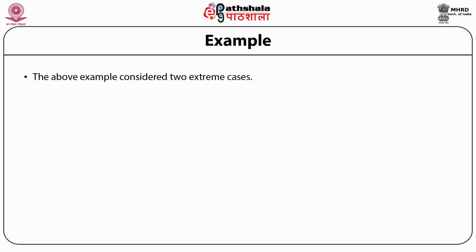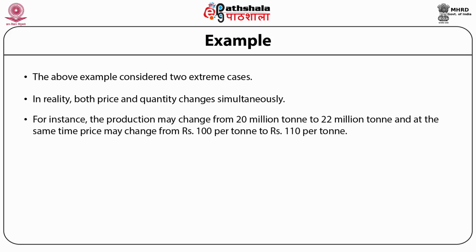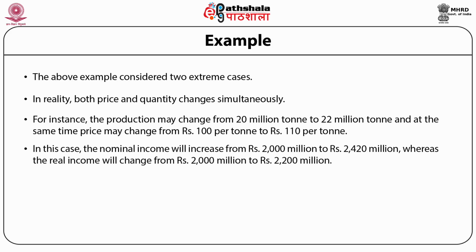The above example considered two extreme cases, where either price or quantity was changed. In reality, both price and quantity change simultaneously. For instance, the production may change from 20 million ton to 22 million ton, and at the same time price may change from rupees 100 per ton to rupees 110 per ton. In this case, the nominal income will increase from 2200 million to 2420 million, whereas the real income will change from rupees 2000 million to rupees 2200 million.